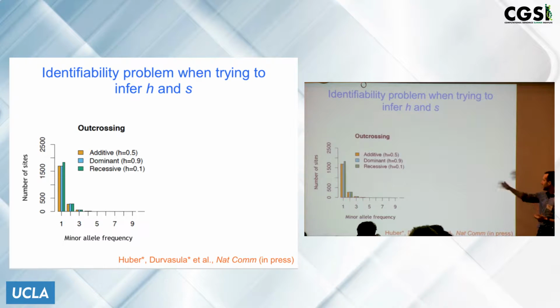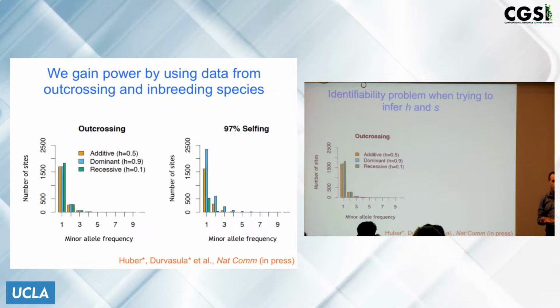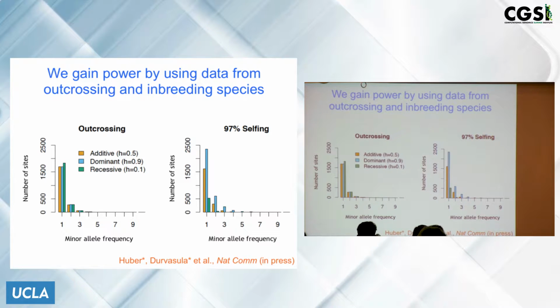So the problem is if we want to be able to infer s and h together, we don't really have much power to do it using the sort of approach that I've been telling you about. So our idea was, well, wait a minute. What if, instead of using just one population that's essentially randomly mating, we also look at, for example, a population that's mostly selfing? In other words, particularly think about plants here that are self-fertilizing. Then what would we see?